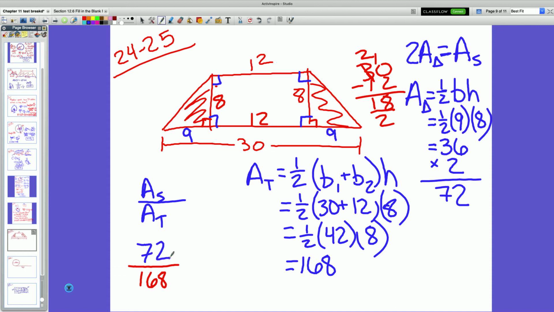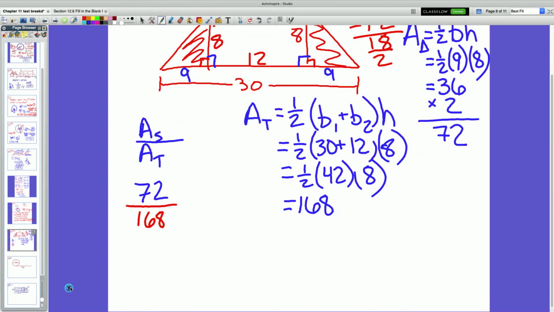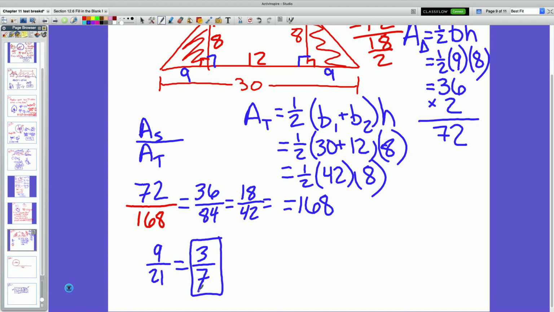Then you always need to reduce. So if I reduce this, I know I can reduce by 2. That'd be 36 over 84. I know I can reduce by 2 again, so that'd be 18 over 42. Okay, 2 again, that'd be 9 over 21. And then I know I can reduce by 3, so that'd be 3 over 7. And you can absolutely please leave your answer as a fraction on the test tomorrow or on Wednesday.